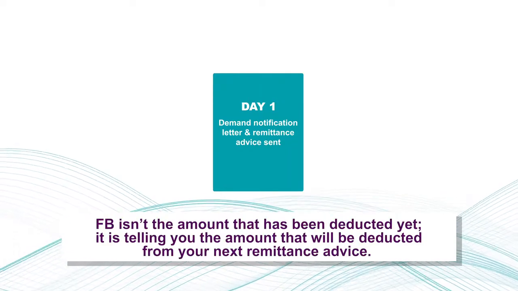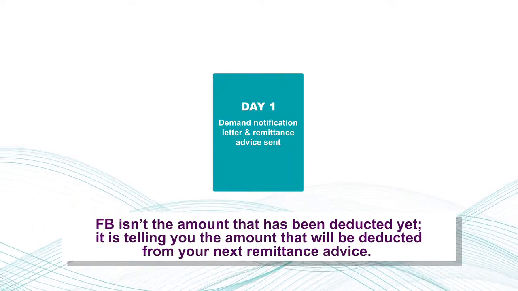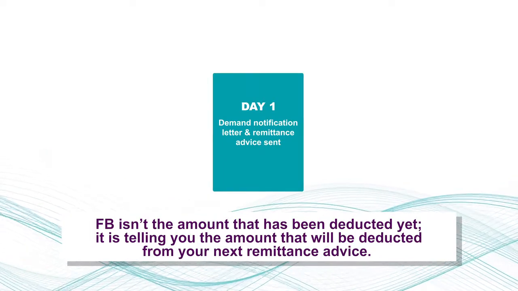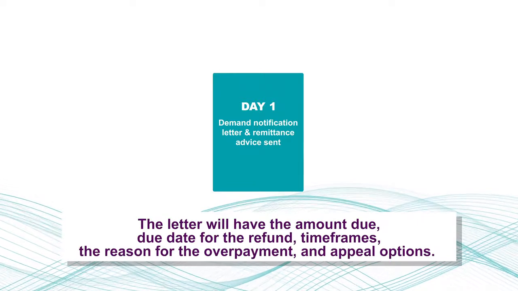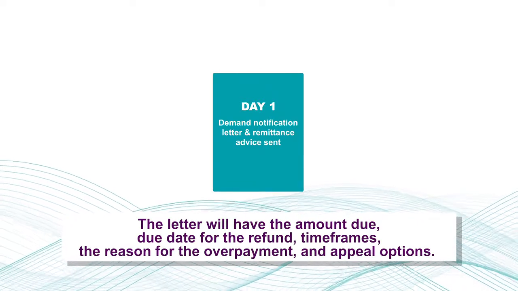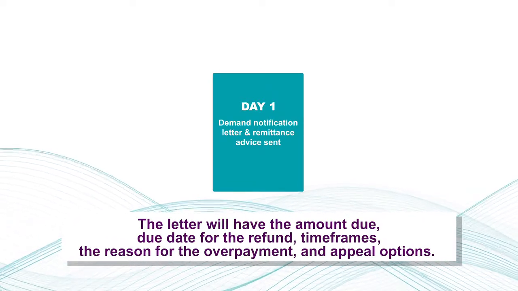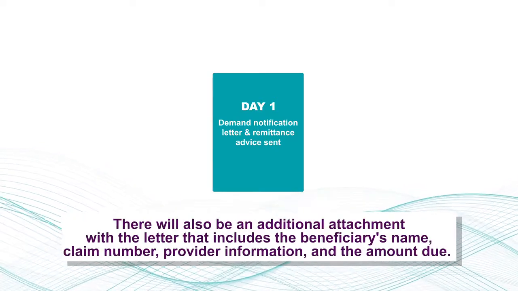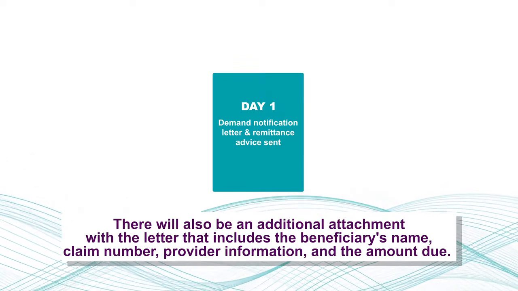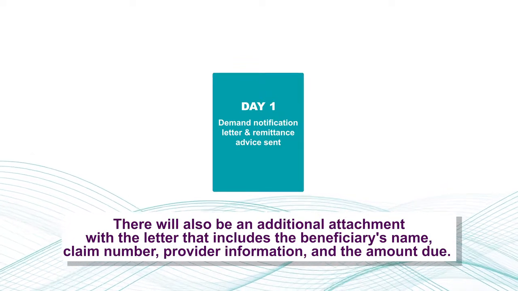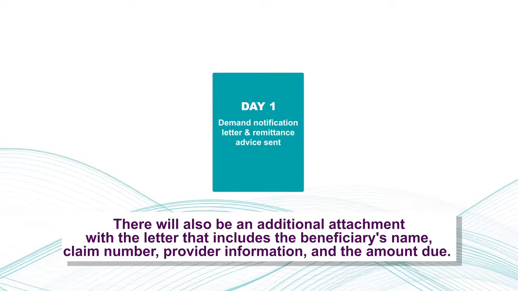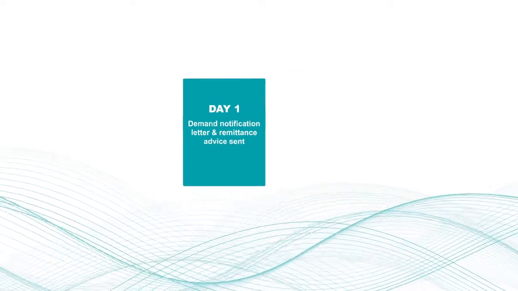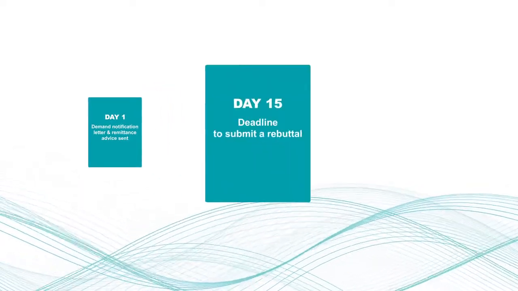Remember, FB isn't the amount that has been deducted yet. It is telling you the amount that will be deducted from your next remittance advice. The letter will have the amount due date for the refund, time frames, the reason for the overpayment, and appeal options. There will also be an additional attachment with the letter that includes the beneficiary's name, claim number, provider information, and the amount due. If you plan to submit a rebuttal, it must be submitted by the 15th day.